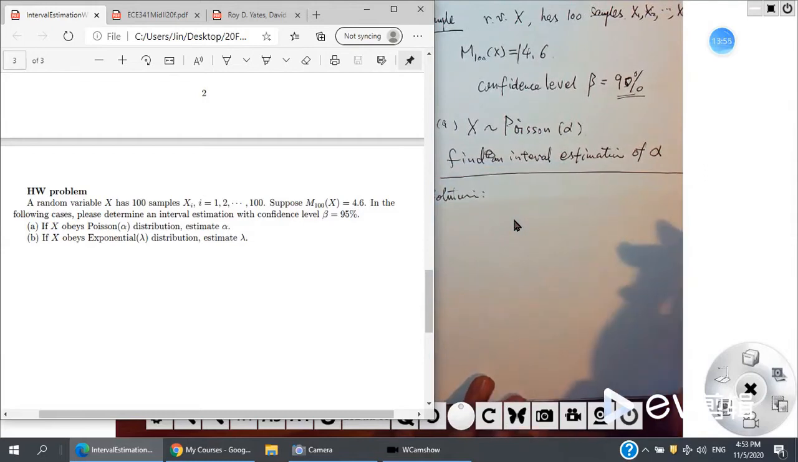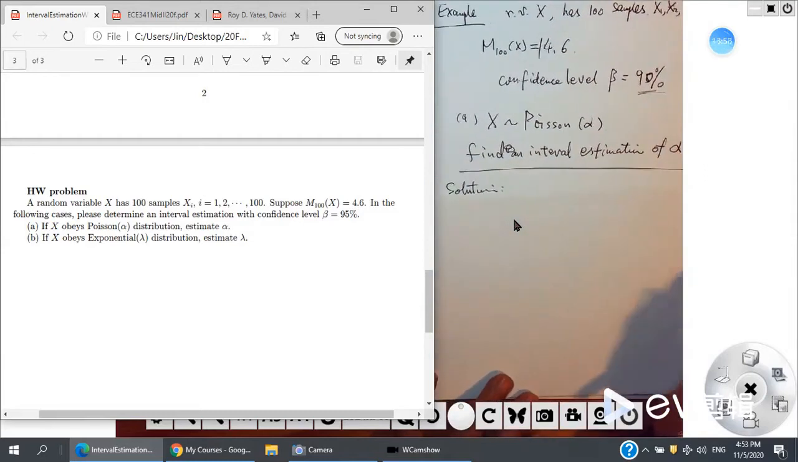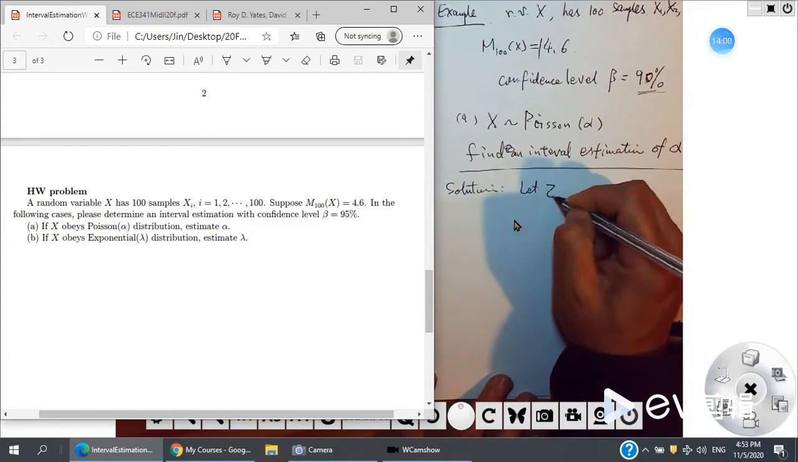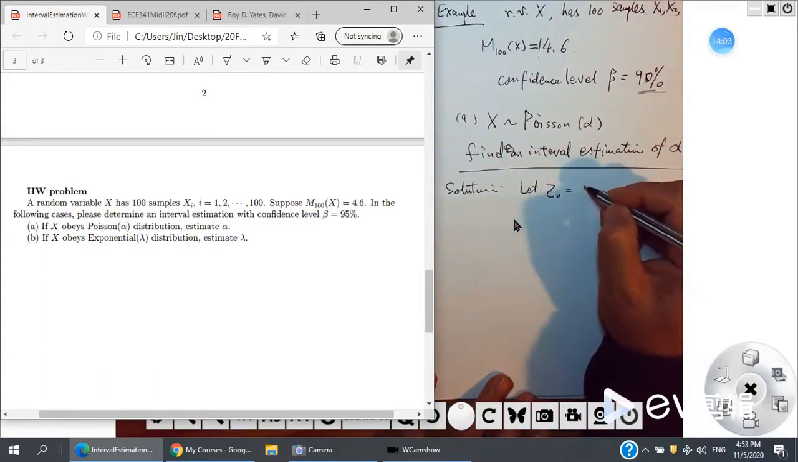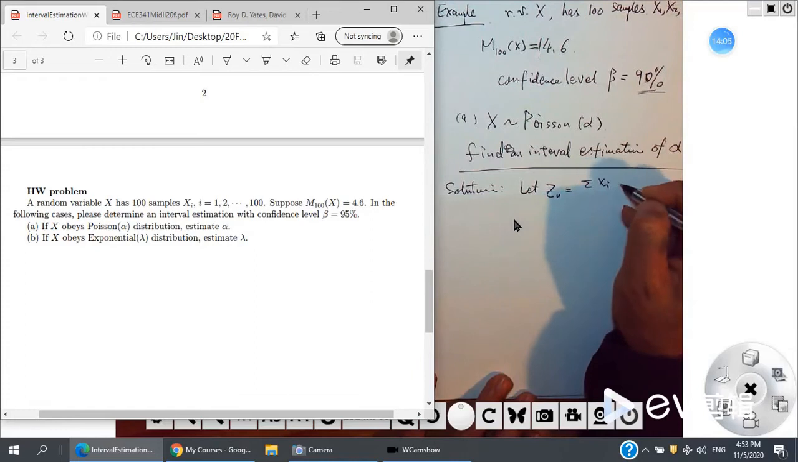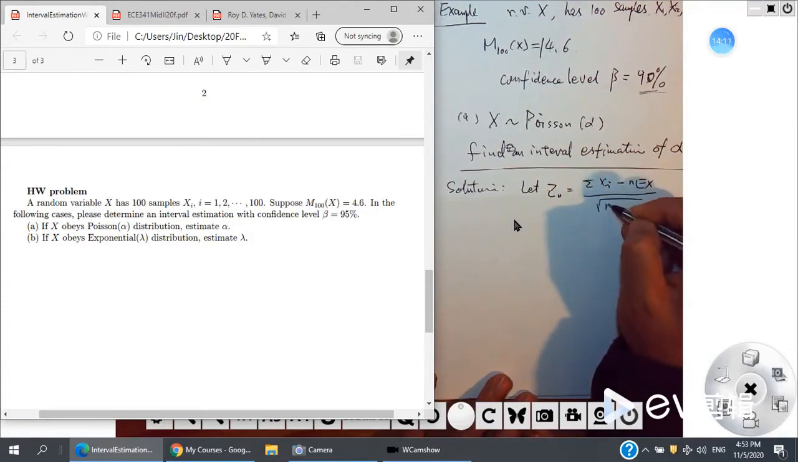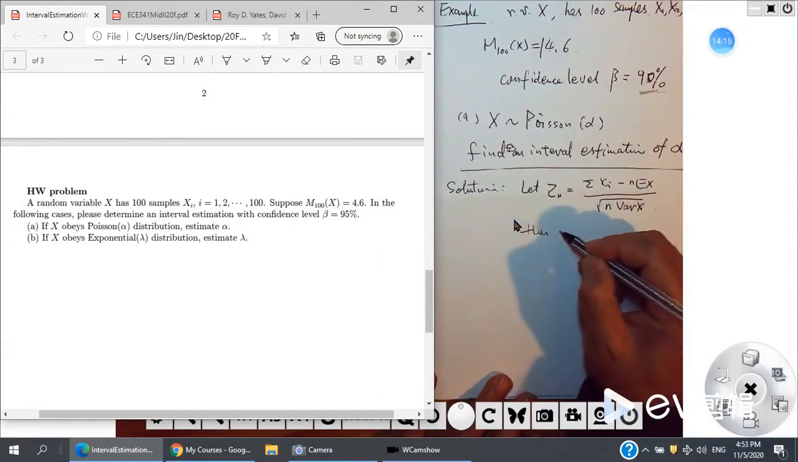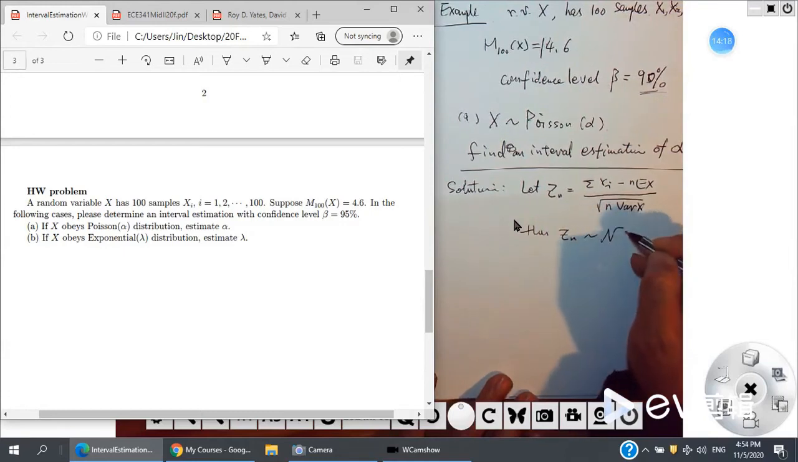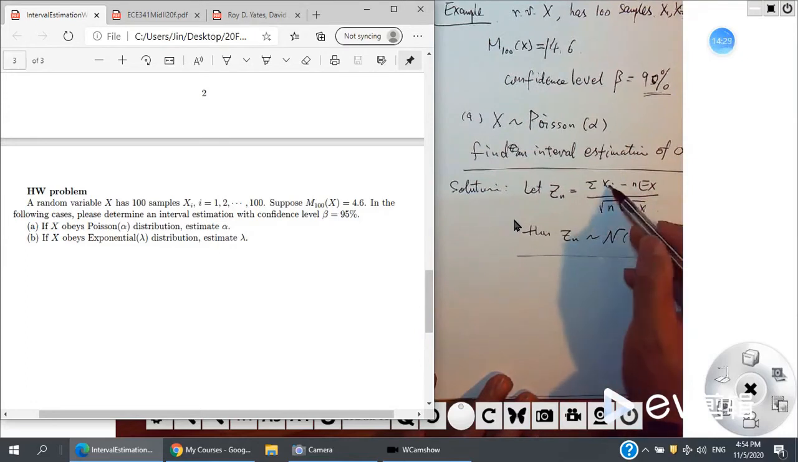You just follow the steps. The first one, let Zn equal to the summation of xi minus n times Ex, over the square root of n times variance of x. Then Zn will obey the normal distribution with zero mean and unit variance, the standard normal distribution. Okay, now we need to determine what these numbers are, right?